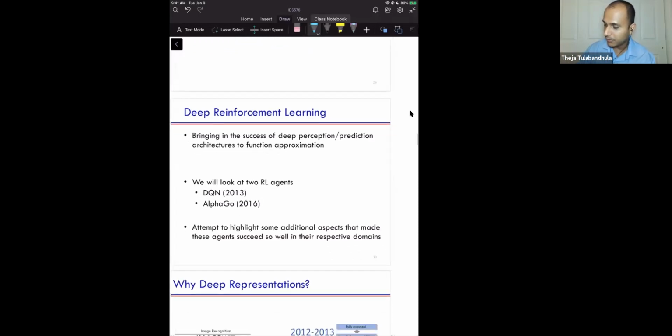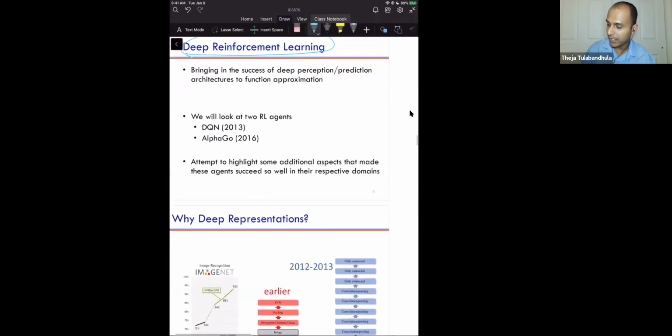Okay, so I haven't referenced the term deep reinforcement learning yet. So now we are at the stage where we say we are talking about deep reinforcement learning, because our function approximators are going to be deep neural networks, and we're going to learn from simulators or environments to take optimal actions eventually. Okay, so we look at DQN.